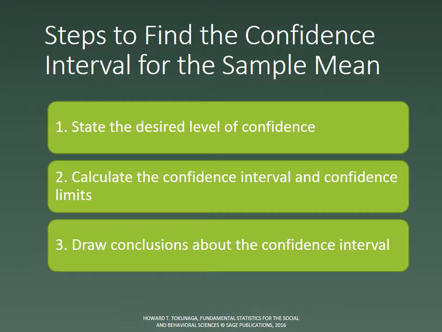There's 3 steps to finding confidence intervals for the sample mean. First, state the desired level of confidence. In this class, it will always be 0.05, or 95% confidence. Then we'll calculate the confidence interval and the confidence limits, and then we'll draw conclusions about the confidence interval.